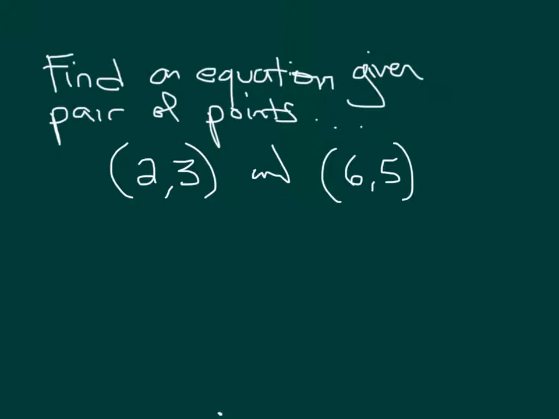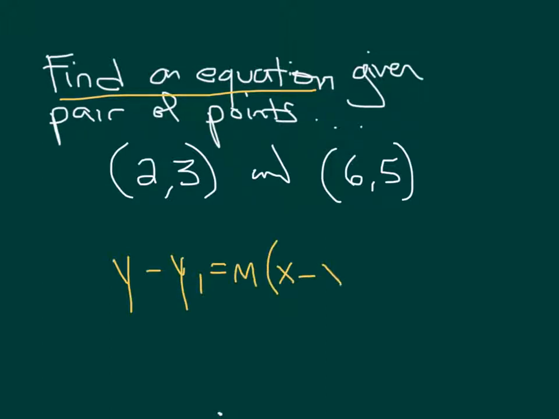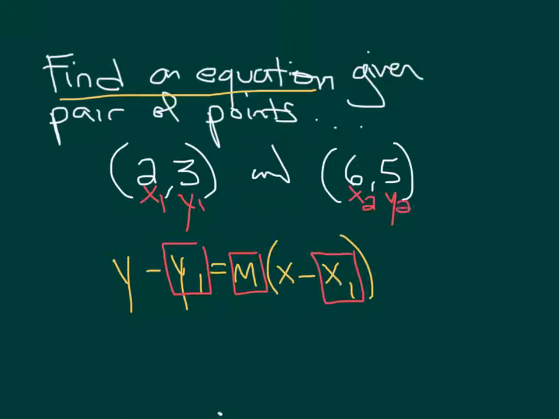Our third example, find an equation given the pair of points. And again, we want to find an equation. So we're going to use that y minus y1 equals m times x minus x1. And we're going to replace y1, m, and x1. These 2 points that we're given, the 2, 3, and the 6, 5, they're always x, y. They're always in that order, and then x, y again. This first pair, we'll go ahead and let that be the first pair, and the second pair let that be the second pair.